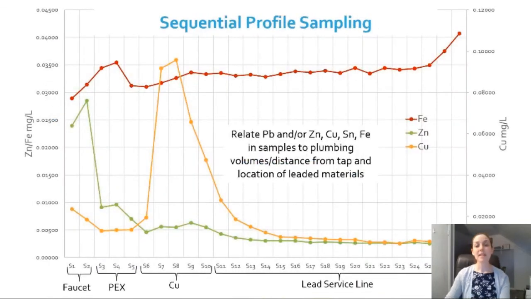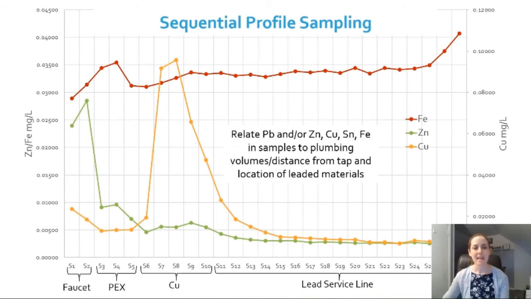In addition to just looking at lead or copper in a sequential profile, it's sometimes useful to look at other metals. In this case, we looked at iron and zinc. If you're dealing with galvanized plumbing, it might be useful to add in cadmium as well. Here we can see that in the 2 smaller volume samples, we had an increase in zinc, so that zinc is coming from the faucet, and then it drops off. We can see that copper increases right where we had mapped the copper in the plumbing and then decreases again.